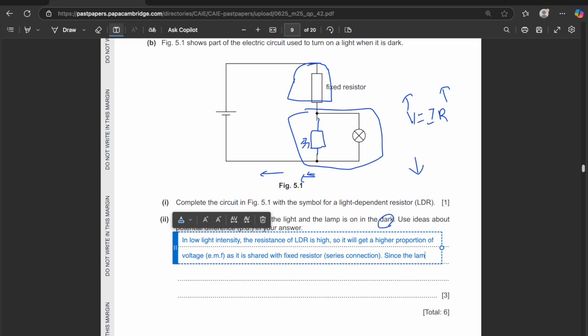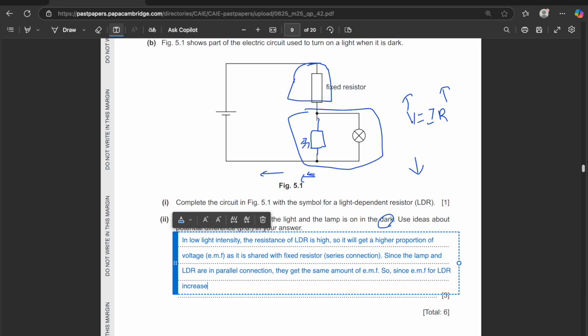Since the lamp and LDR are in parallel connection, they get the same amount of EMF. So since EMF for LDR increases, the lamp also gets high EMF and it lights up.